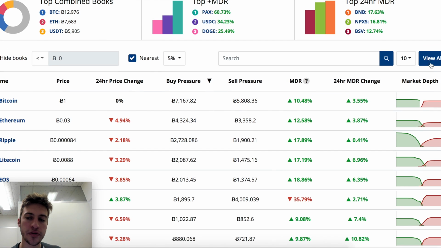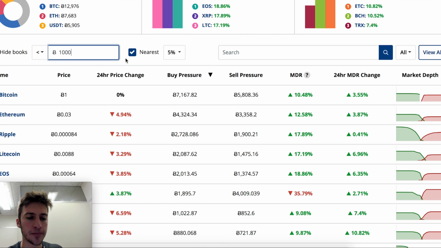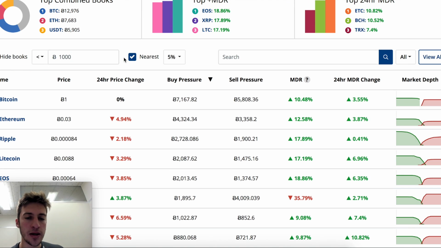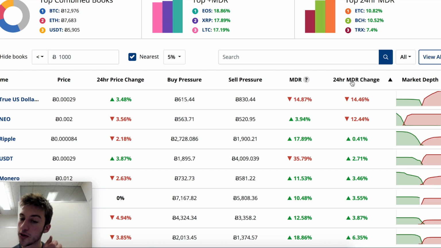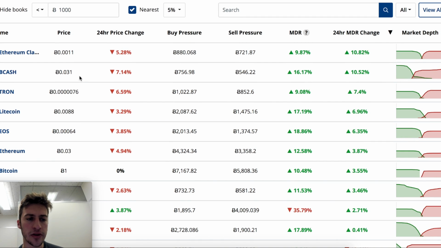So if I want to find what coin looks like a really good short-term buy, what I would do is click hide books, because I only want to see the books with a lot of volume in them. So this is about 1,000 here. Here's 5%. And I'm going to click on 24-hour MDR change. So what has had the most positive MDR change? We can see that ETC, TRX, Bcash have.